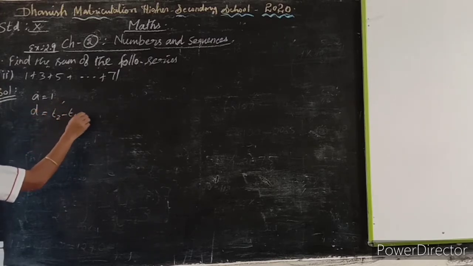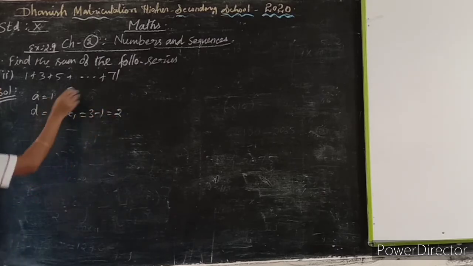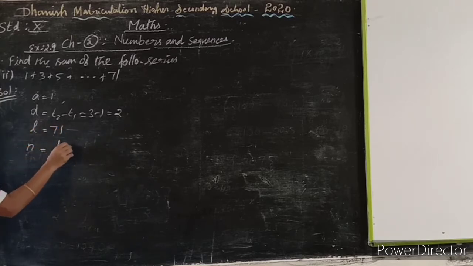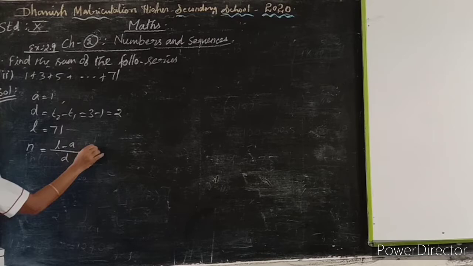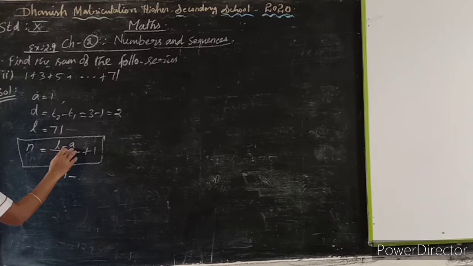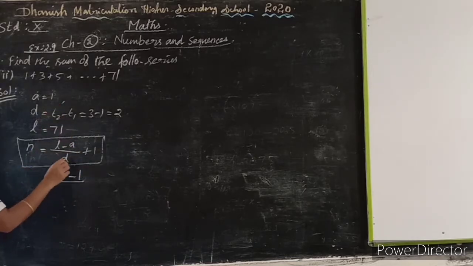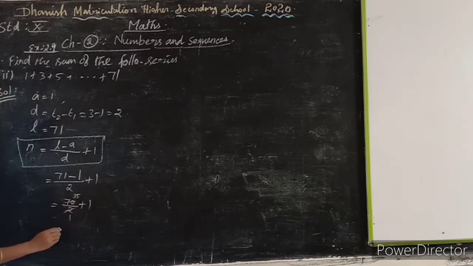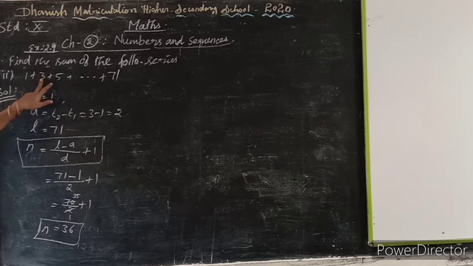T2 minus T1, 3 minus 1 equals 2, so the common difference D is 2. 71 is the last term, so L is 71. So the formula for n is L minus A by D plus 1. L is 71 minus A is 1, by D is 2, plus 1. 71 minus 1 is 70 by 2, plus 1. Now cancel by 2: 1 times 35, 35 plus 1 is 36. This is our n. There are 36 odd natural numbers here.